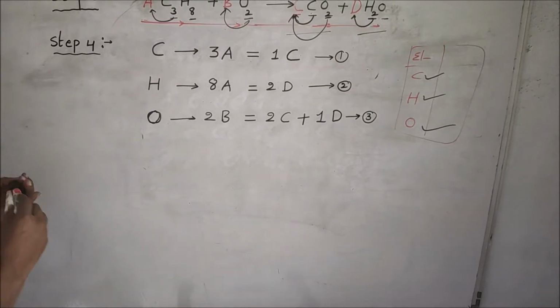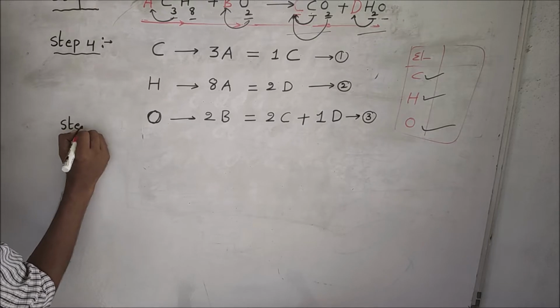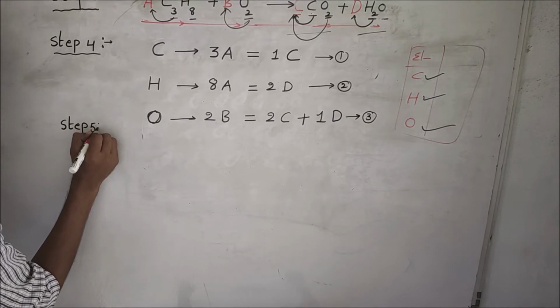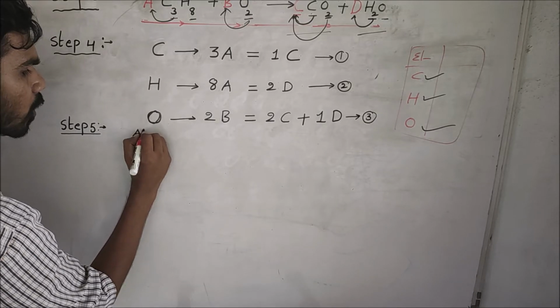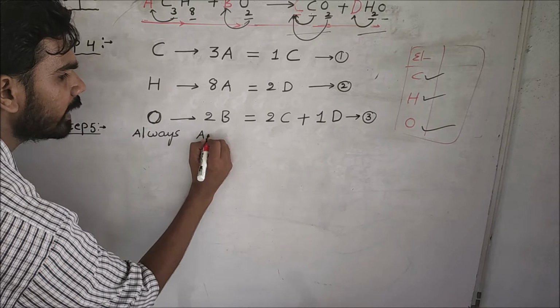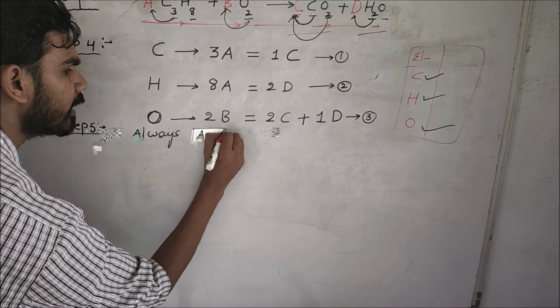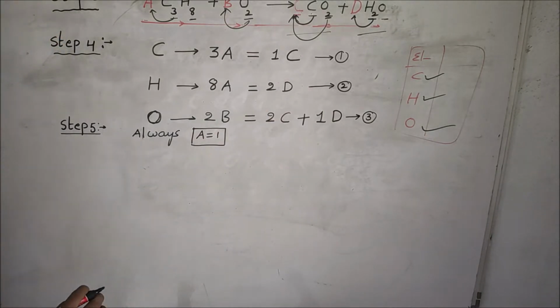Now what is step by step? Step by step, you have to imagine every time A equal to 1. Always A equal to 1. Now substitute A equal to 1 in all these equations.